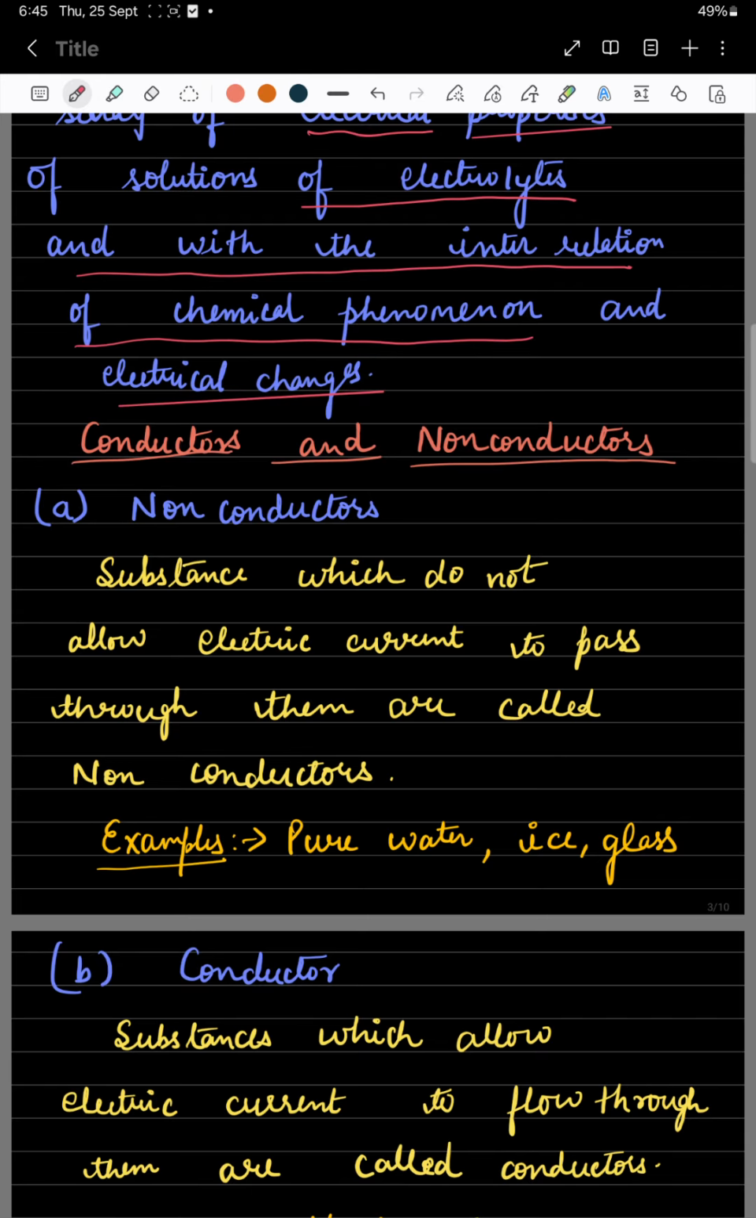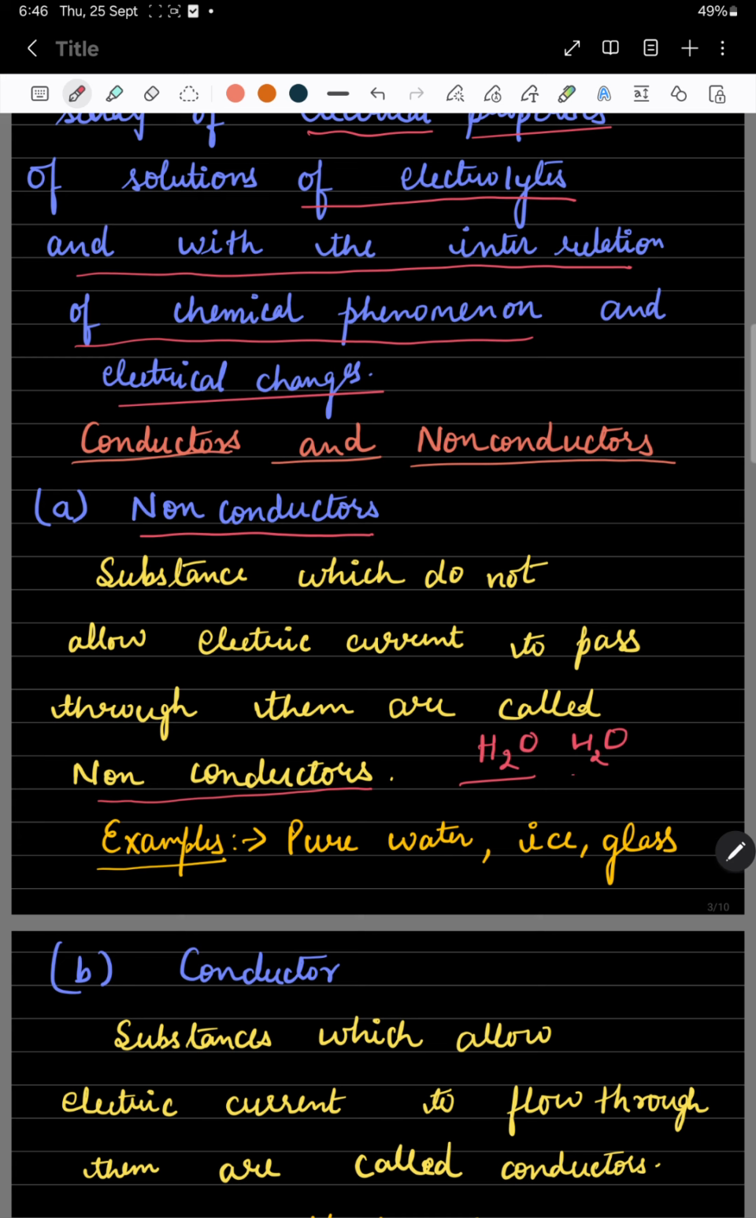Now we need to understand which substances are capable of passing electricity through them, and which are not capable, if we want to understand electrochemistry. So firstly we are going to understand conductors and non-conductors. Now what are non-conductors? Non-conductors are those substances which do not allow the electric current to pass through them. These are called non-conductors. See students, in pure water, as we know, you have H2O molecules.